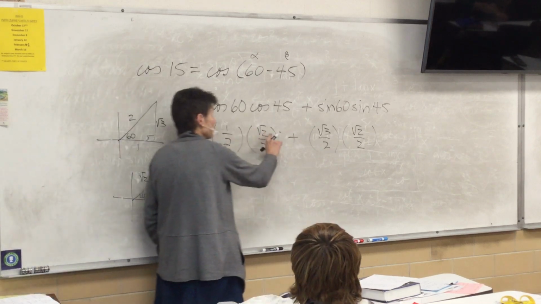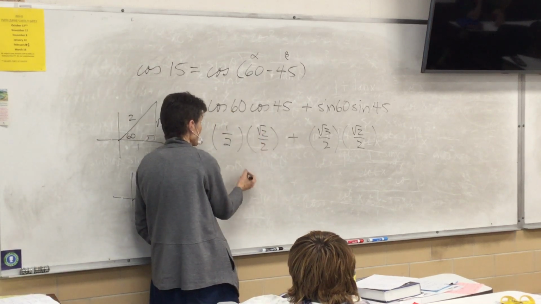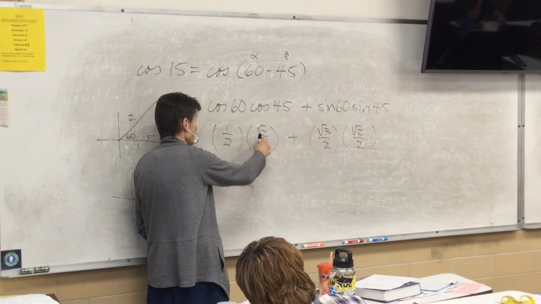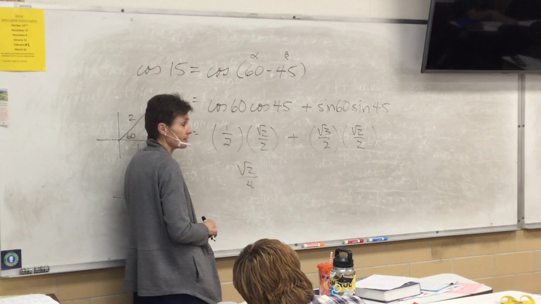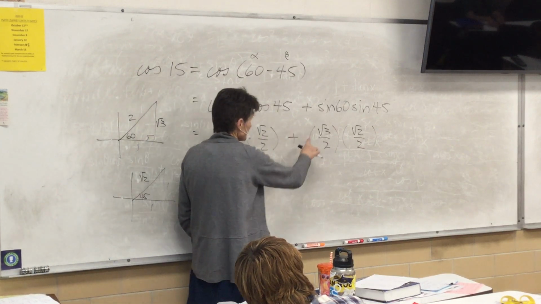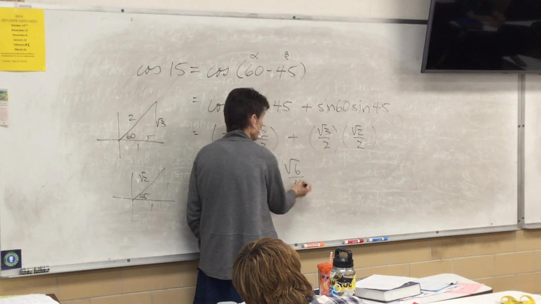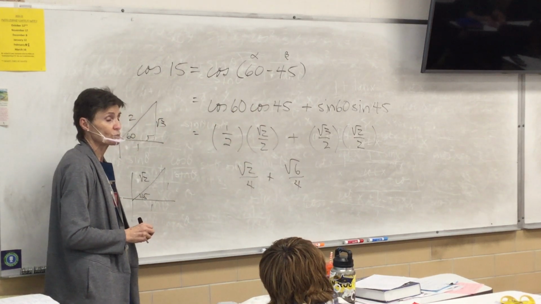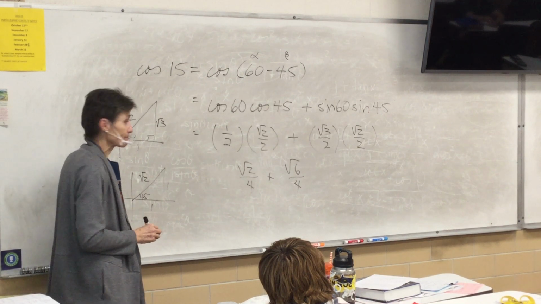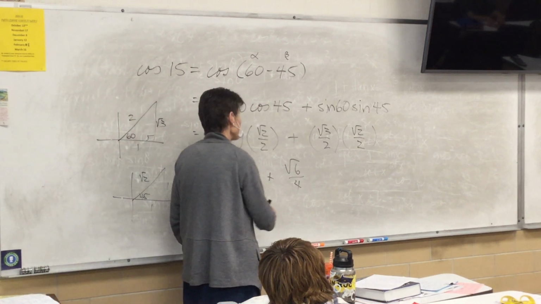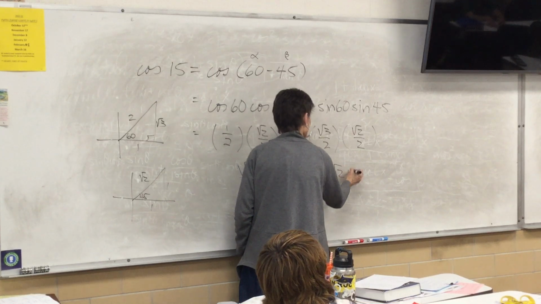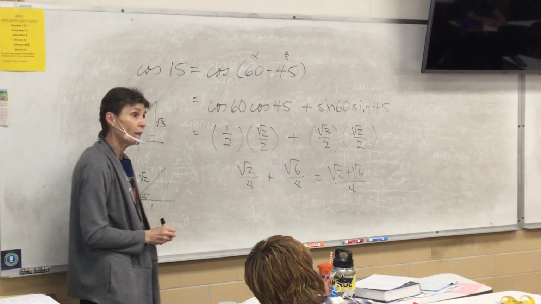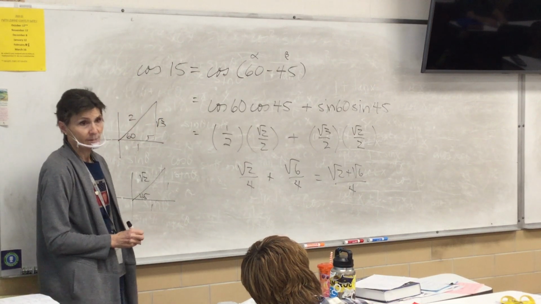Now we're multiplying fractions. These two are multiplied, so that's going to be root 2 over 4. Please don't cancel anything. That's under a radical. This is not, so you can't do anything there. This one is root 6 over 4, because the square root of 3 times the square root of 2 is the square root of 6. And they do have a common denominator, so I'm just going to go ahead and add them. Now I can't combine them, they're not like terms, but I can write it as one fraction instead of 2.